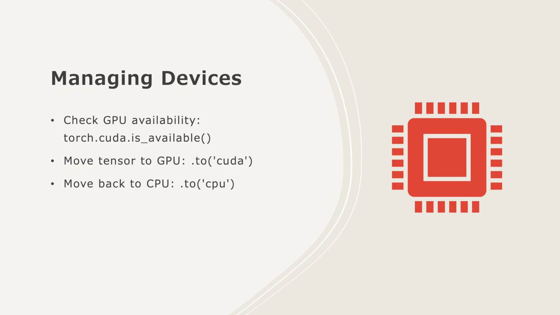Once you confirm GPU access, you can move a tensor to the GPU using the .to command with cuda, as shown in the example. When you want to move it back to the CPU, you use the .to command again, but this time with cpu. It's important that all tensors involved in a single operation are on the same device. Mixing one on the CPU and another on the GPU will cause an error. Managing devices correctly ensures that your computations run smoothly and at top speed.